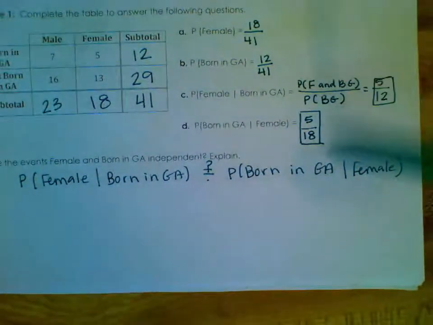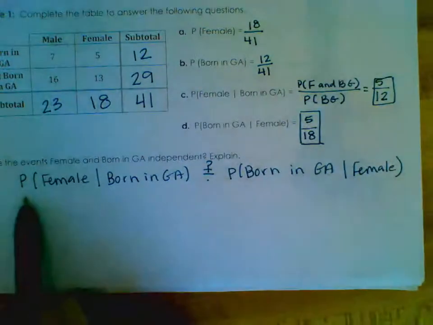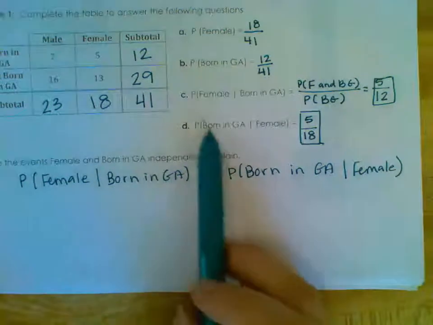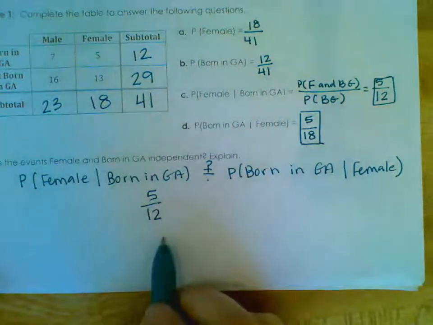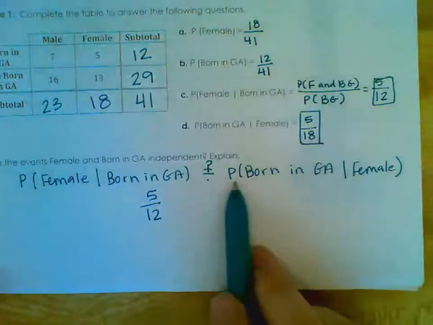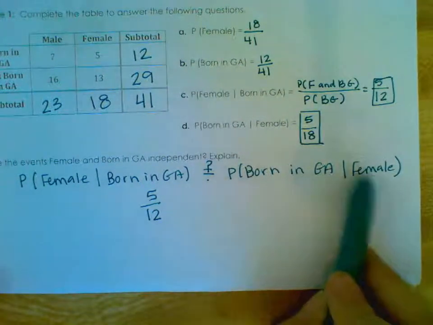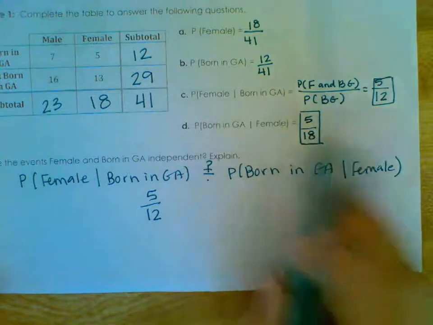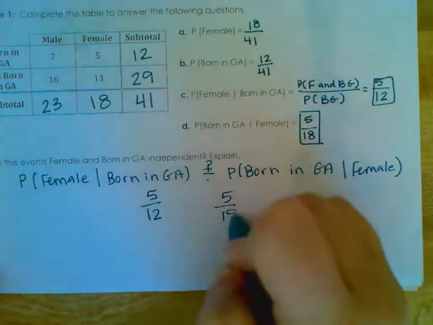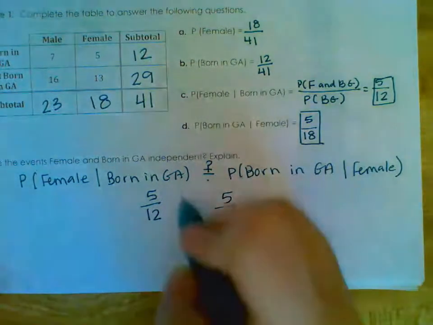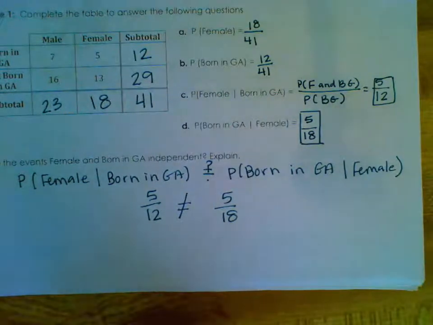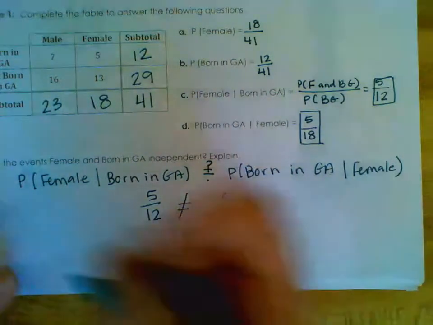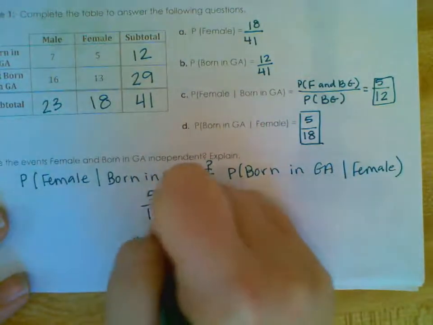And on C and D, we've actually already done that math. What was the probability of female given born in Georgia? That's what we got for C. That was 5 out of 12. Make sure that is fully reduced. And then the probability of born in Georgia given female, that's what we found in D. Make sure that is fully reduced. Do these two things equal each other? 5/12 does not equal 5 out of 18. You're not done yet. So what does that tell you? If these two things do not equal each other, that means these events are dependent.